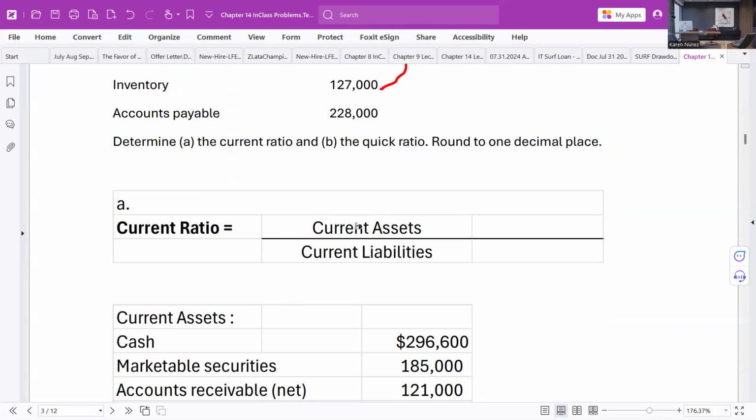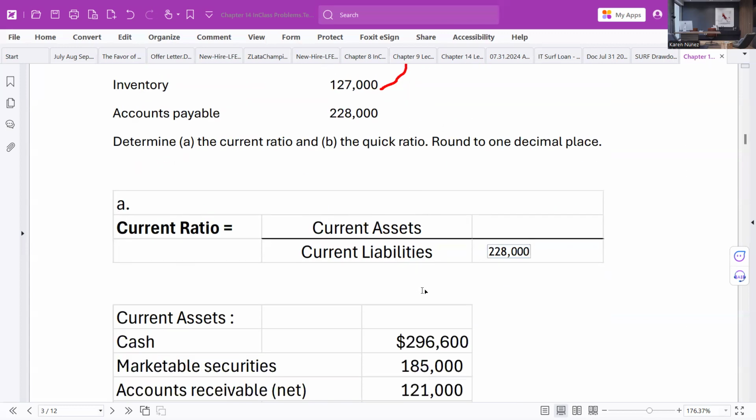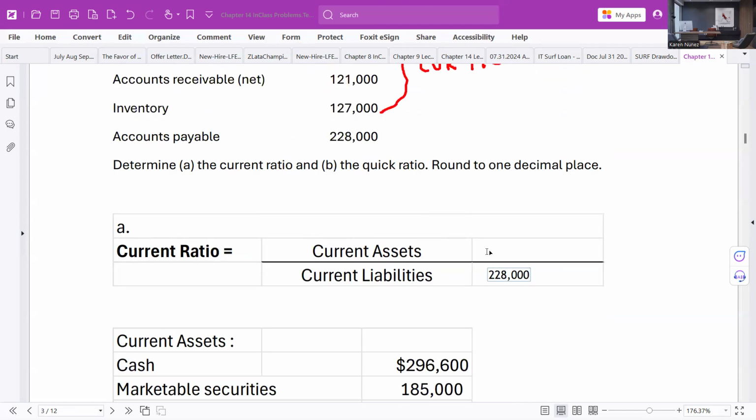$729,600. And our current liabilities, well, we only have one. Accounts payable is the only current liability we have. So we've got the denominator, right? It's given, $228,000 of current liabilities, and the current assets I added at the bottom, right? All of those four numbers I bracketed are 729,600. So the current assets divided by the current liabilities gives us the current ratio, which equals 3.2. And it does say to round to one decimal. There's our rounding to one decimal. So the current ratio is 3.2.